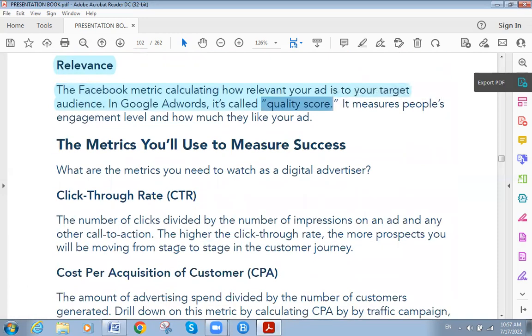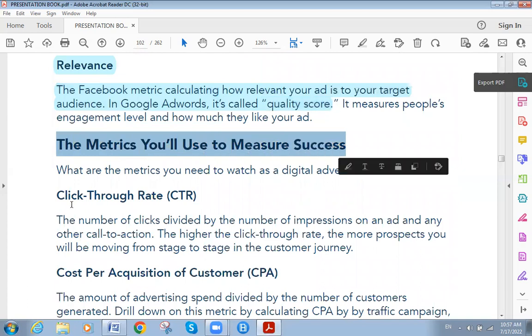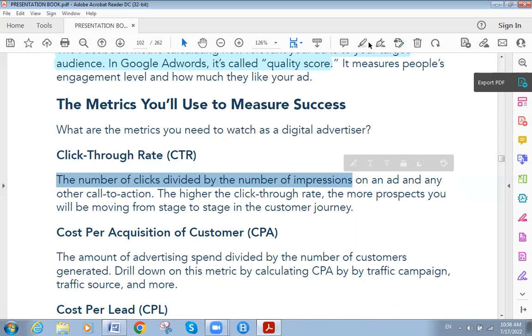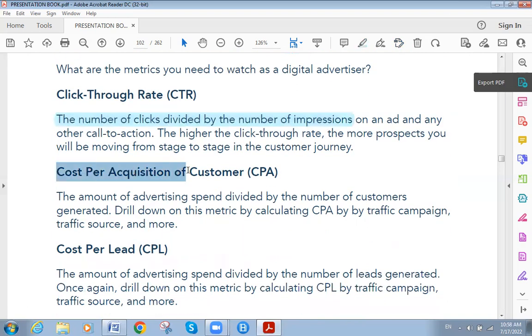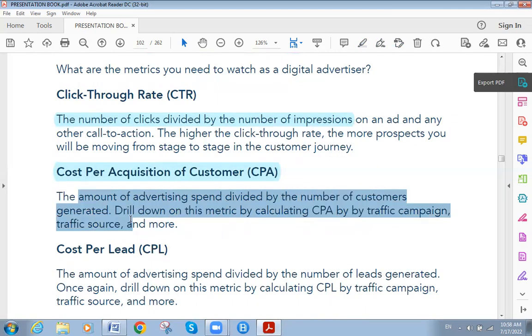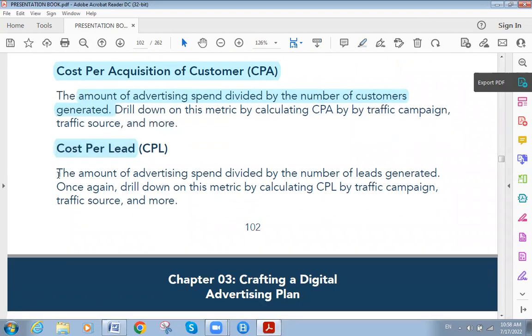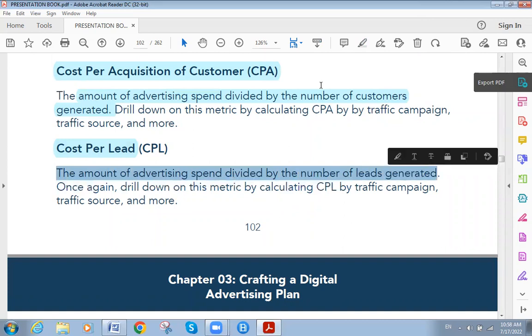Also, there are the metrics that you would use to measure success, which include click-through rate, which means the number of clicks divided by the number of impressions. Cost per acquisition for a customer: this means the amount of advertising spent divided by the number of customers generated. Cost per lead: the amount of advertising spent divided by the number of leads generated.